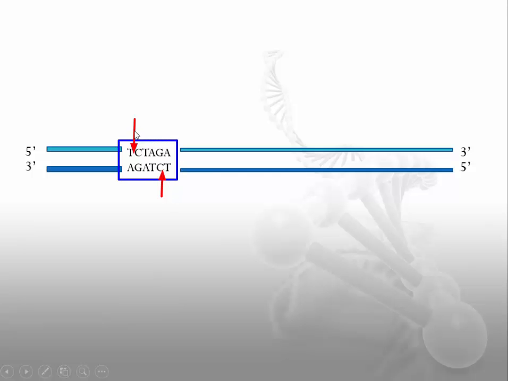So again, this is the recognition site, and this is the restriction site. So we have recognition and restriction sites of any enzyme, a digestive enzyme that cuts the DNA. Upon digesting the DNA at this location, the DNA splits into two parts.